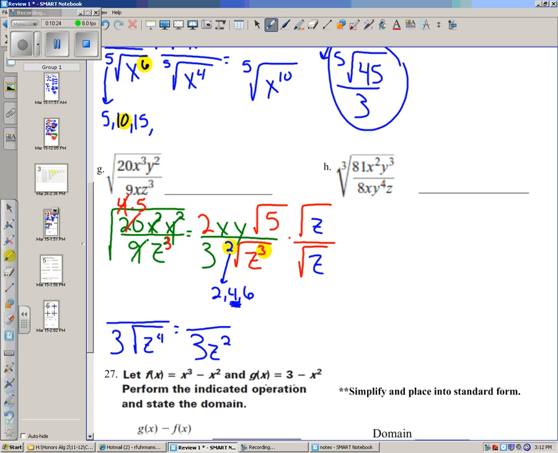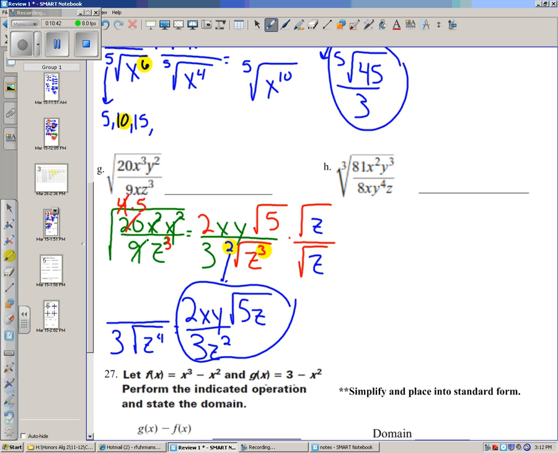And then for the top, in my numerator, the 2 in the xy that were outside the square root, and then in the square root will go the 5 and the z. And there is G.